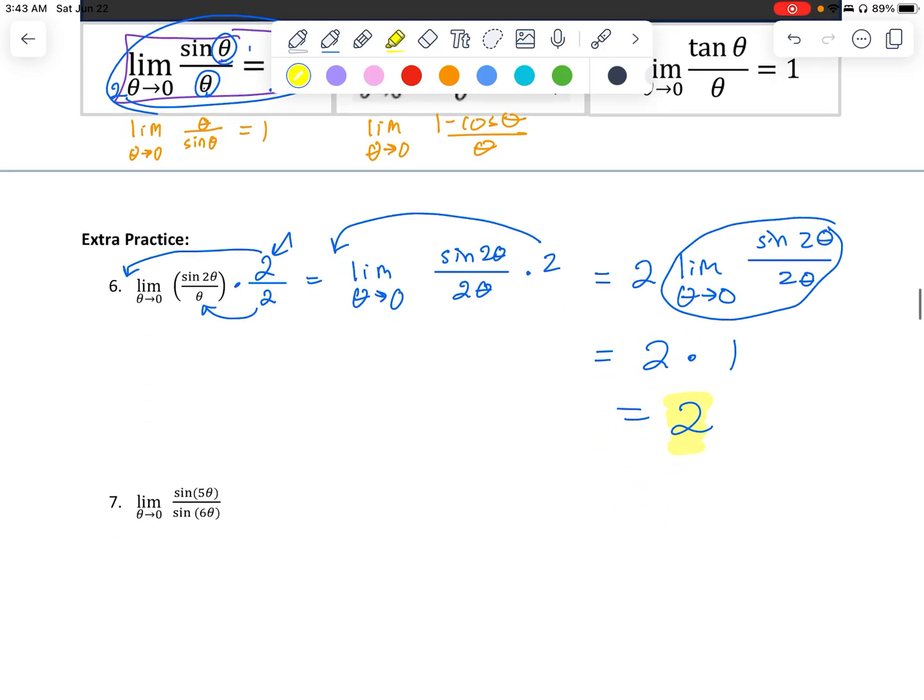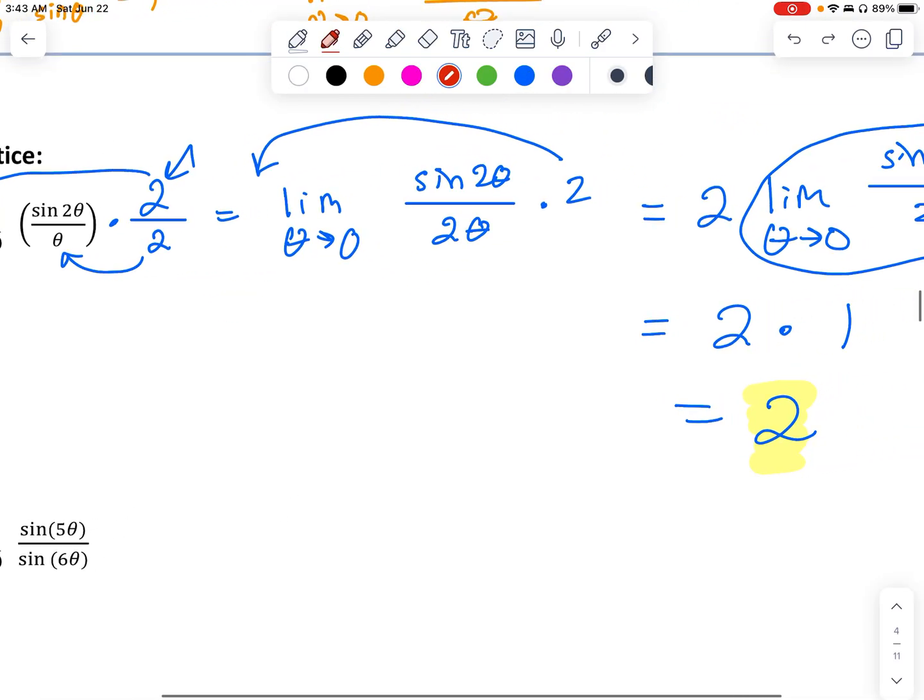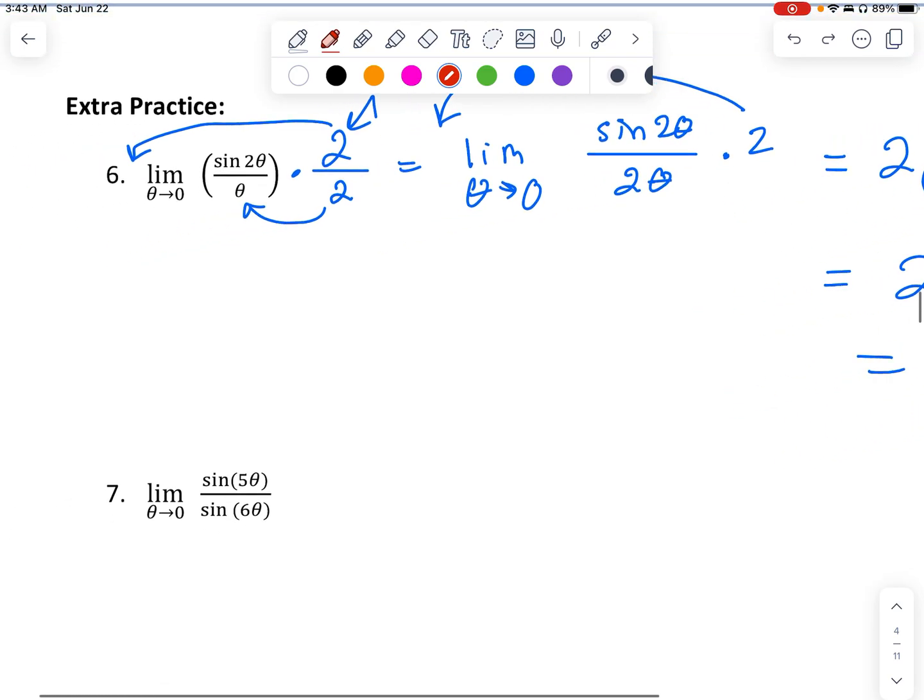In number 7, we can apply a similar technique. This time we have a 5 theta in the numerator, and we have a 6 theta. So I need to multiply both sides of the fractions by the same thing so I don't change the value. But the other thing I'm missing in 7 is I don't have any theta by itself. So what I'm going to do is think of the numerator and denominator separately, and I want to get that theta in the denominator, like I had in number 6, in each of those parts. So I'm going to multiply both the numerator and the denominator by 1 over theta.